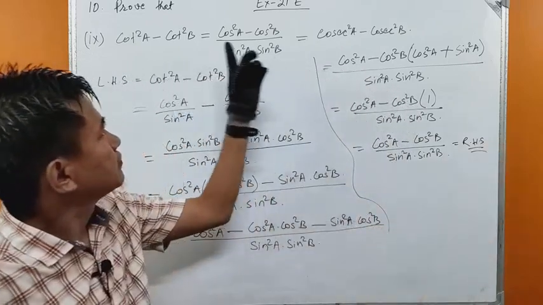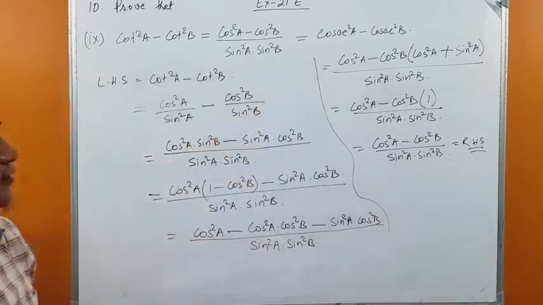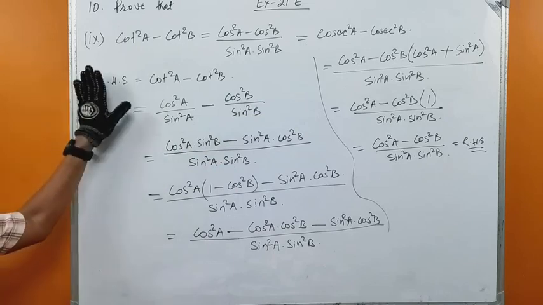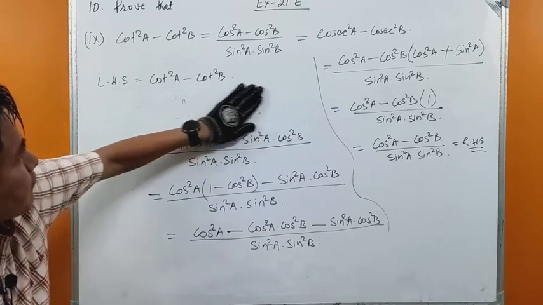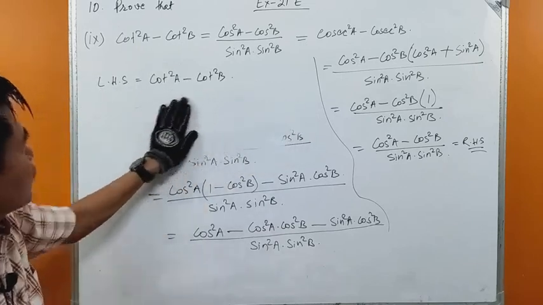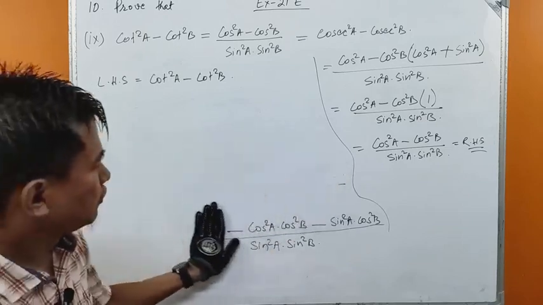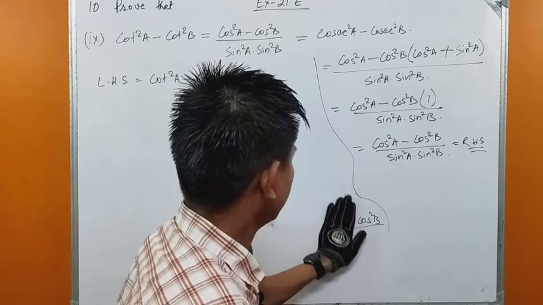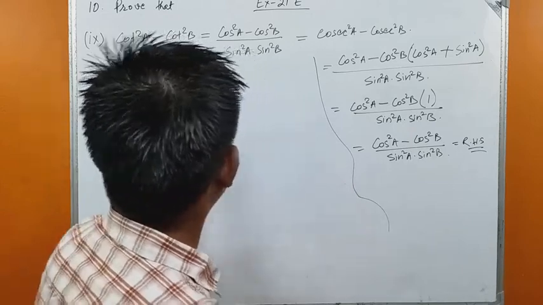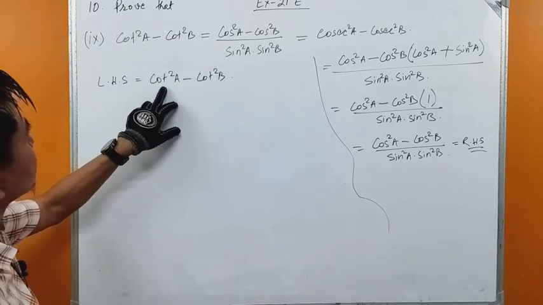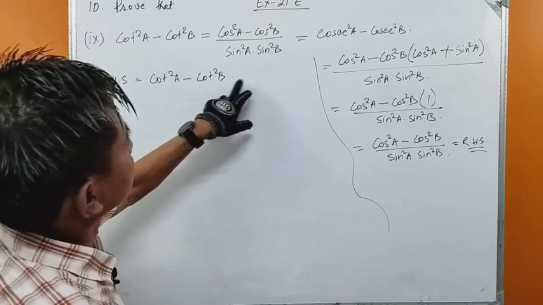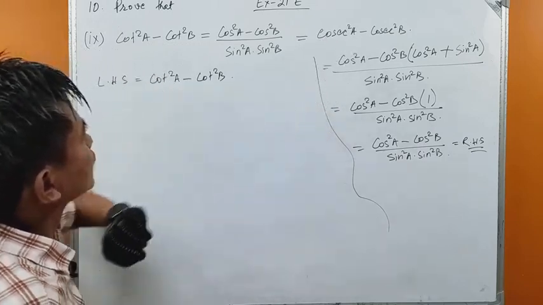Now let's prove this equals to this. So please take the screenshot, I'm going to erase this. Now I'm going to use cot square a minus cot square b and prove this equals cosec square a minus cosec square b. Okay, now let's prove this cot square a minus cot square b equals cosec square a minus cosec square b.